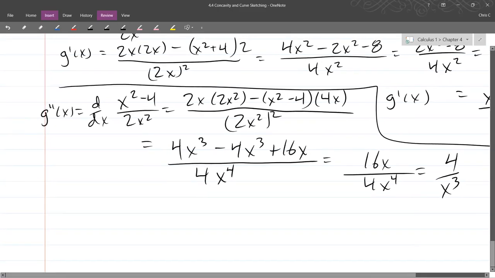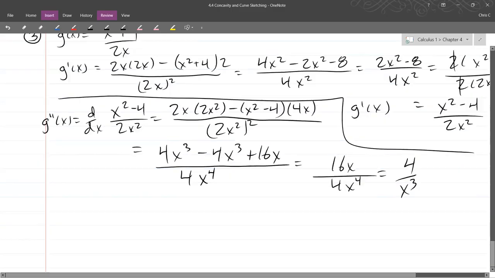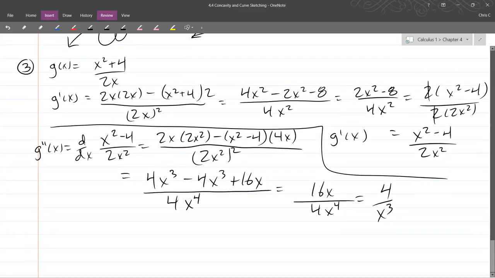G double prime questions. So one thing to notice, no matter how many derivatives you take, you're still going to get a vertical asymptote at the exact same x value you had before. So vertical asymptotes do not disappear, no matter how many derivatives you take. Now, the power on the denominator will keep increasing, but you're still going to have x to some power in the denominator.